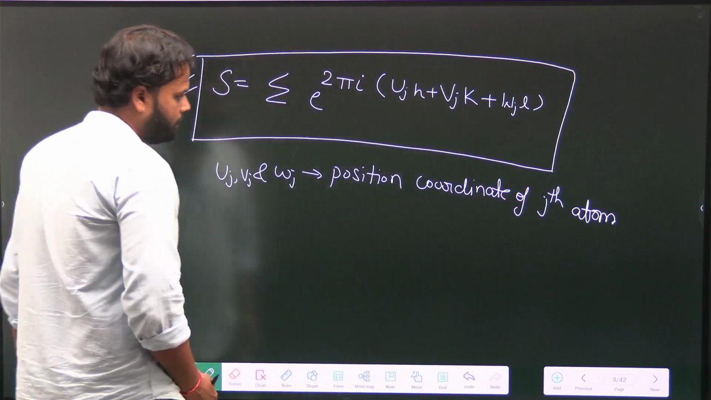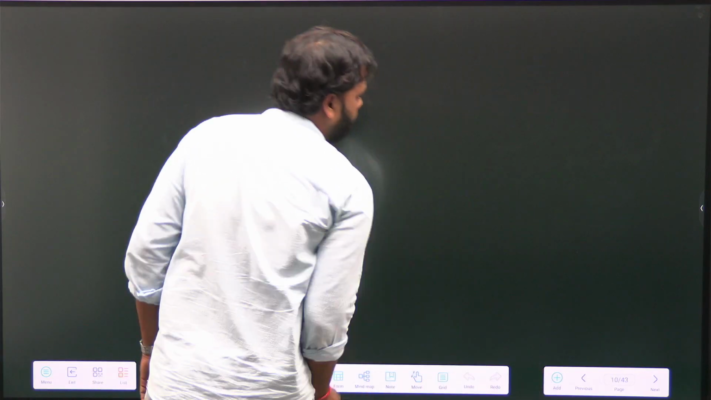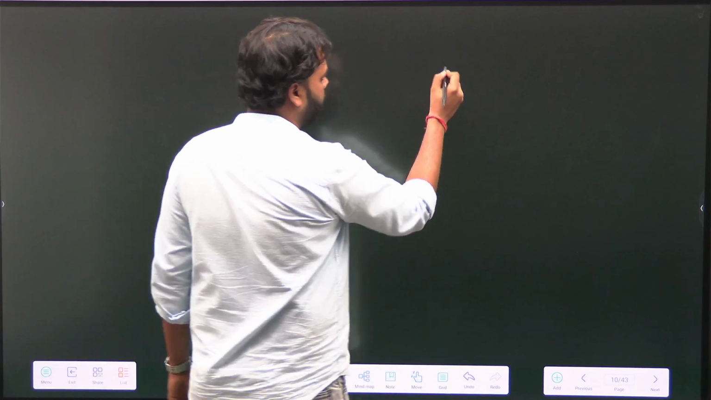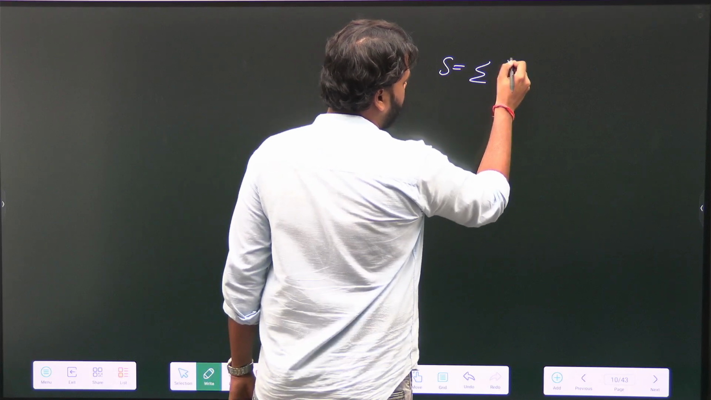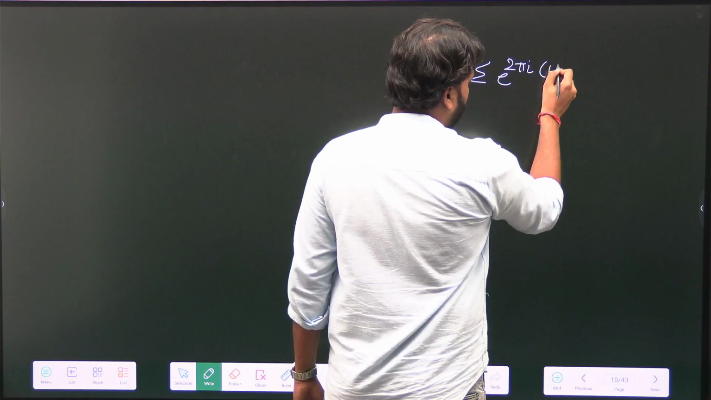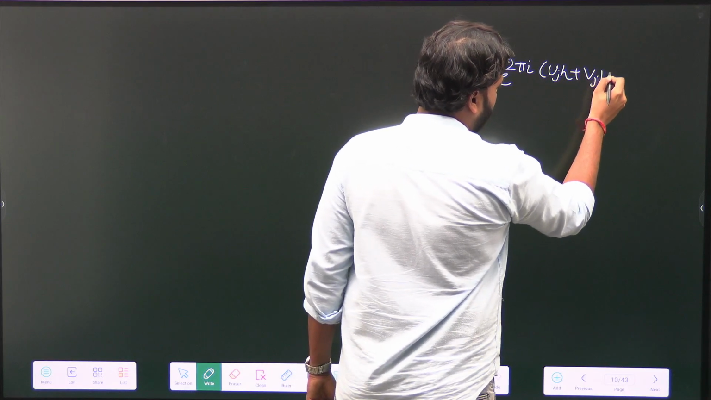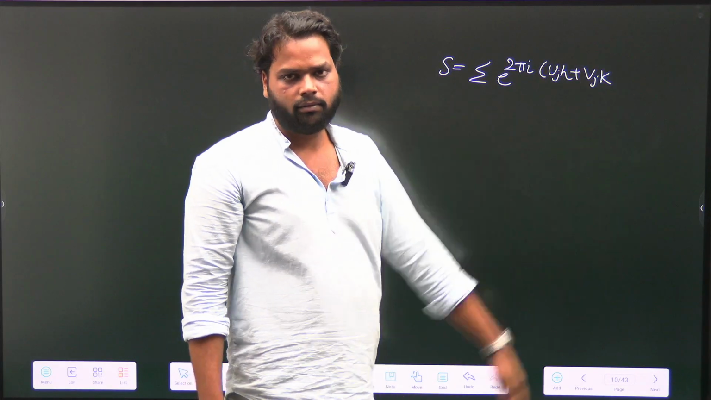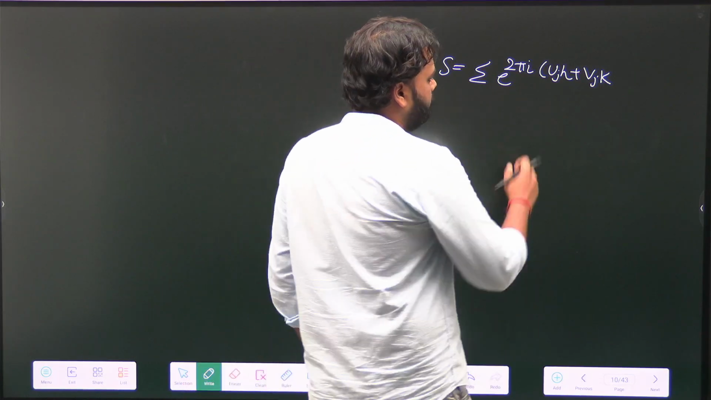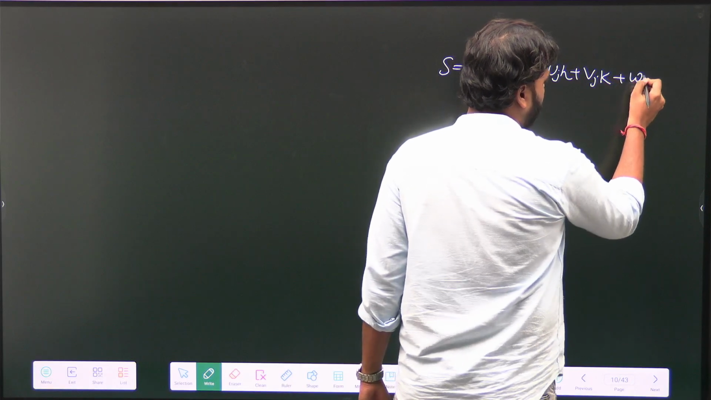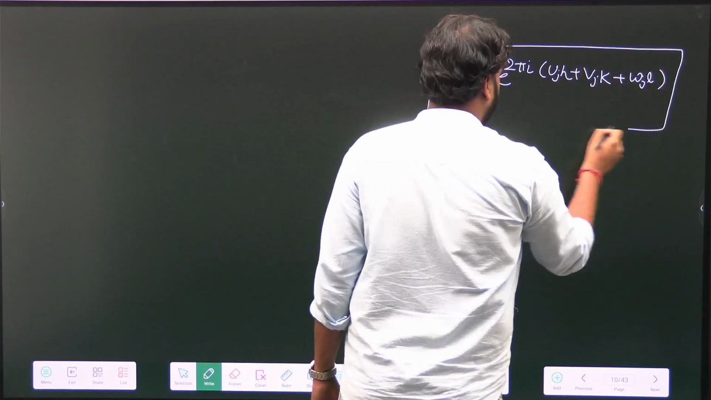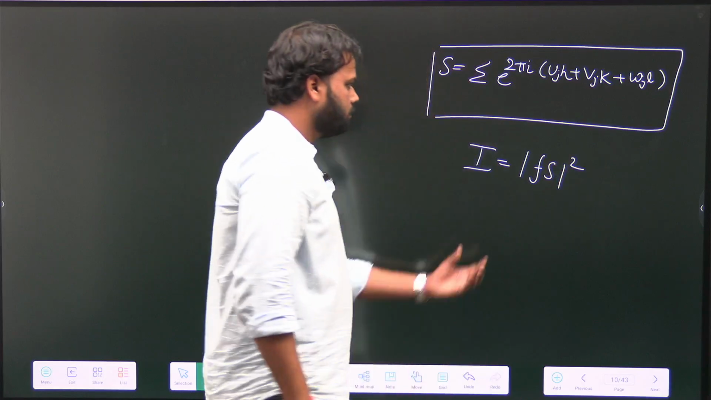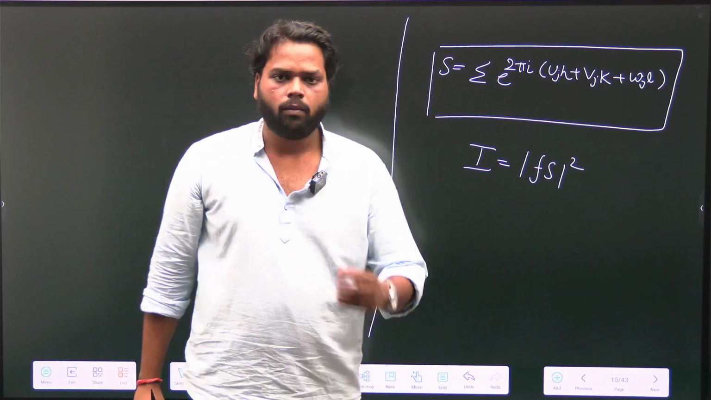So let's start with this. With the help of this expression, the structure factor we got is summation e to the power 2 pi i (u_j h plus v_j k plus w_j l), or you can also write it as x_j, y_j, z_j, don't worry. If you are not comfortable with uvw, you can also write xyz, or abc, whatever you want. Obviously, the intensity will be |F_s| squared.